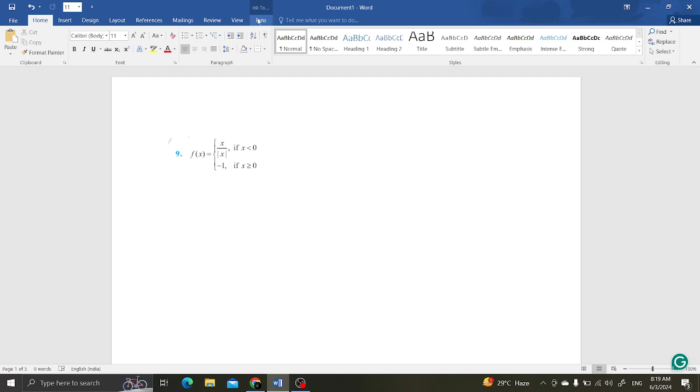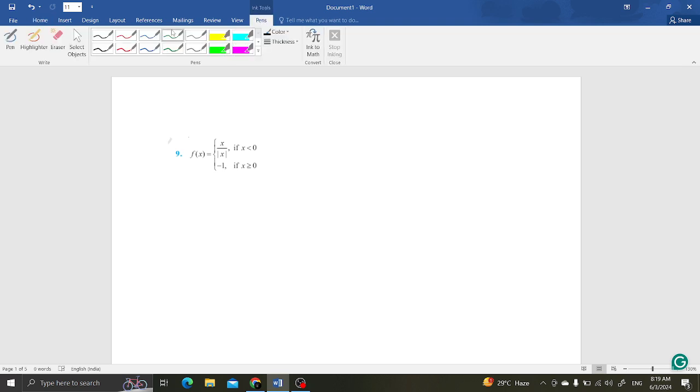So what does the first question say? The first question we have here: f(x) equals x upon mod x. If x is less than 0, then we have this one piece, and if x is greater than 0, then we have this one piece. Okay, so first of all, let us redefine this function.